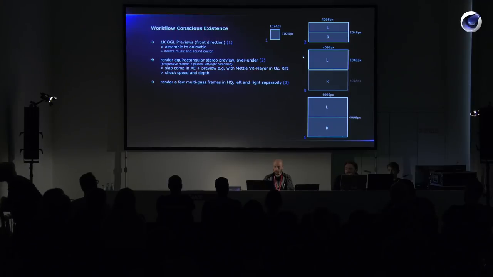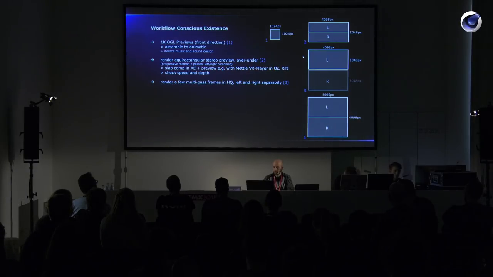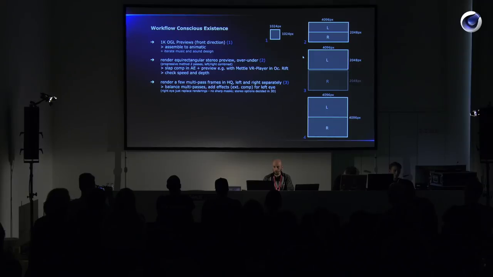When I was satisfied with that, I would render a few frames in multipass high quality for left and right separately, because I would do the balancing of the multipasses and add the effects only on one eye, and then just switch out the files for the other eye. To make sure this works, I didn't use any sharp masks, so the stereo effect wouldn't hurt the eyes. If I want a very defined mask, I just do soft masks on the object buffers of the objects, so that way you can also make distinct areas and treat them differently.